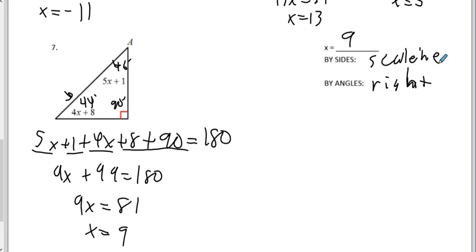Now, another shortcut for this one. Since you already know you spent 90 here, that means there's 90 left to spend. So you could have also just done 5x plus 1 plus 4x plus 8 equals 90. And you would have gotten the same answer. Moving on.